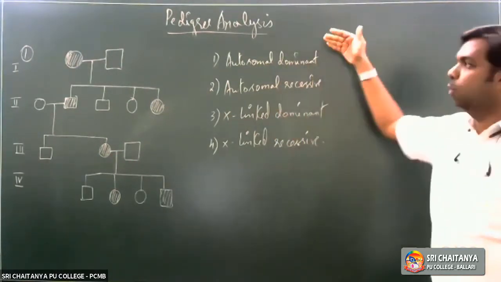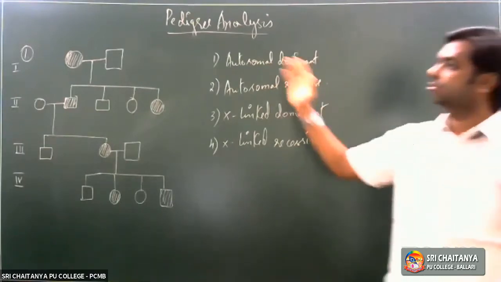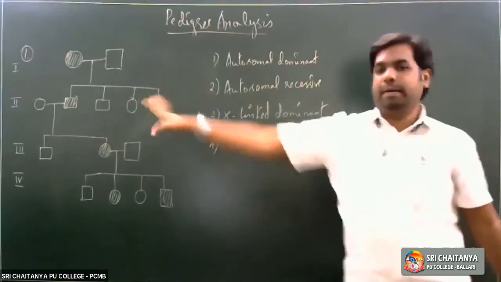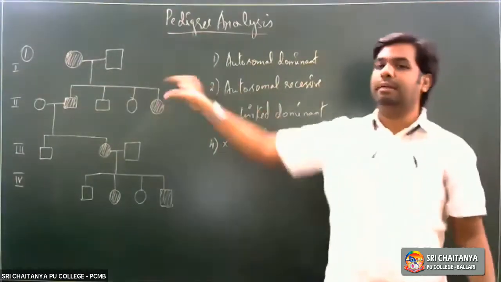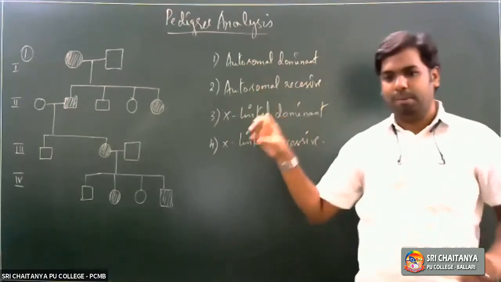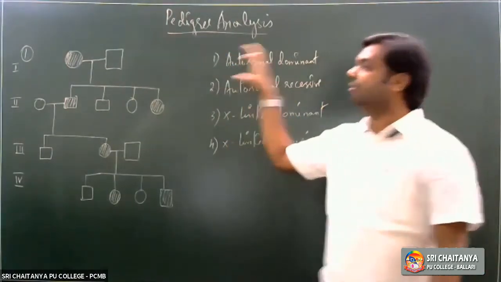So this is how we start. These are the options which are actually given for this particular pedigree chart. Now, how do we interpret this pedigree chart? Let me tell you a few things you need to remember whenever you start identifying the pedigree chart.